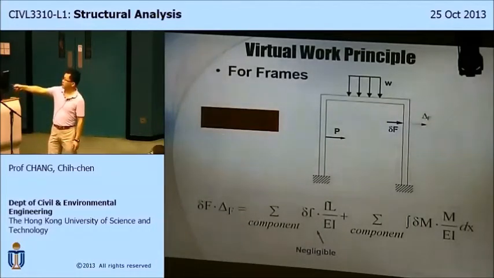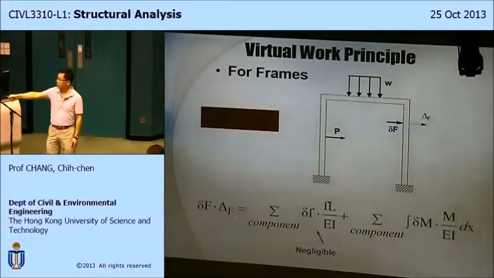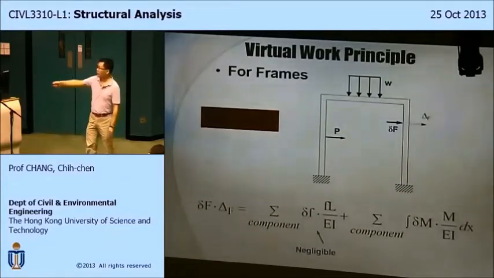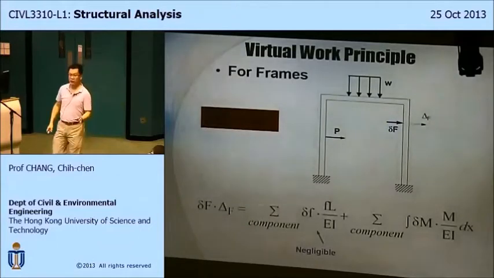So it's going to be delta W equal to delta U as well. Delta W is a virtual work done by the external force, done by the virtual force. So this part remains unchanged. Depends on what you're looking for, you just apply the corresponding virtual force there. So that part remains unchanged. The right-hand side is a virtual strain energy.